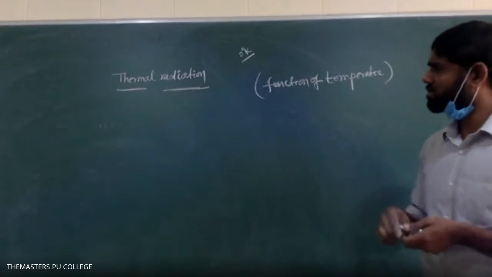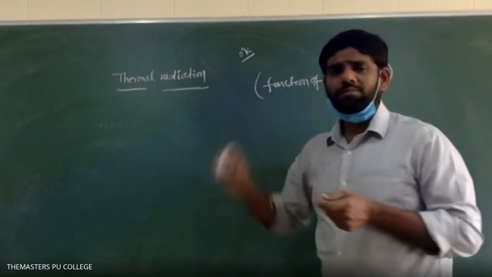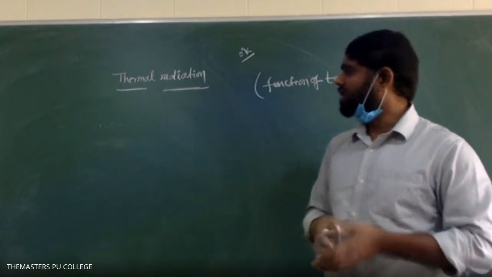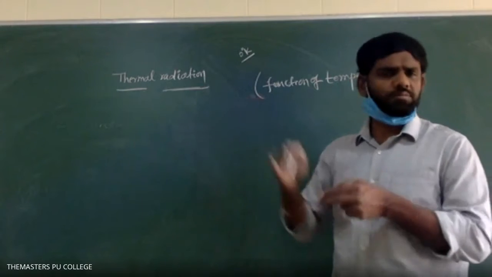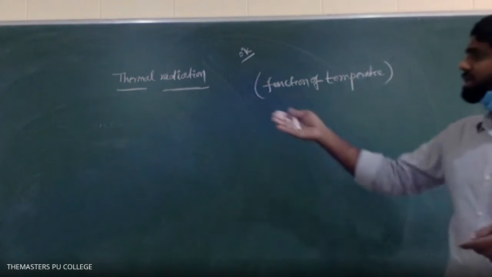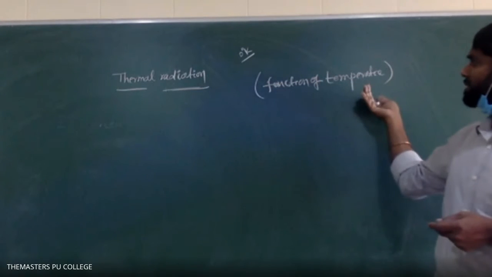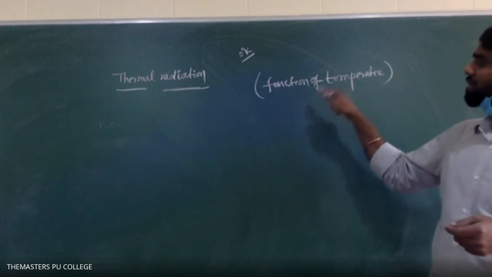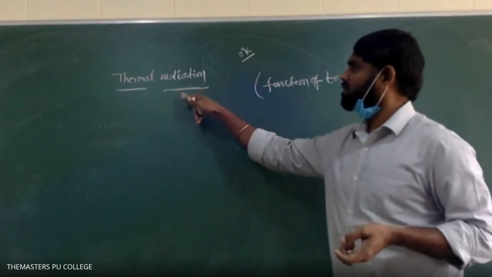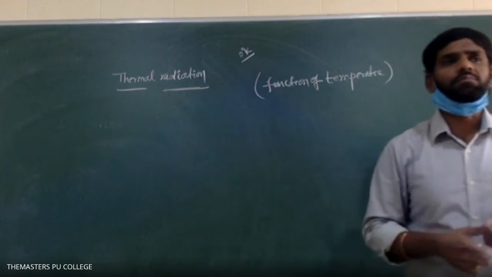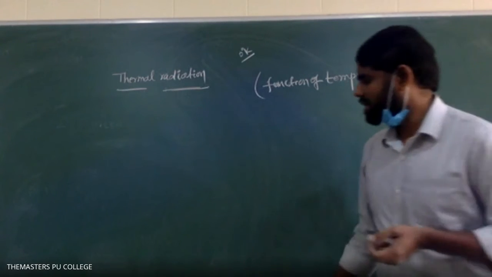That theory also we will see that. So what is meant by thermal radiation? It means emission of electromagnetic waves from objects or bodies due to their internal energy. That internal energy is a function of temperature. So due to the temperature of an object, the emission of electromagnetic waves from the object is known as thermal radiation.